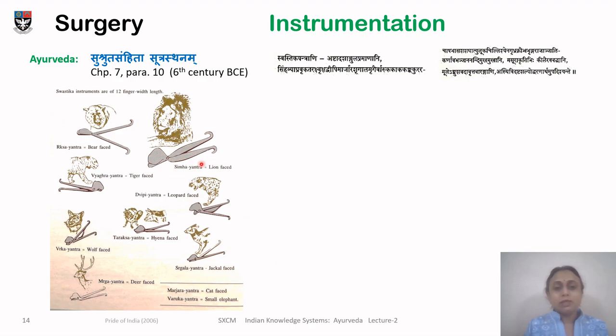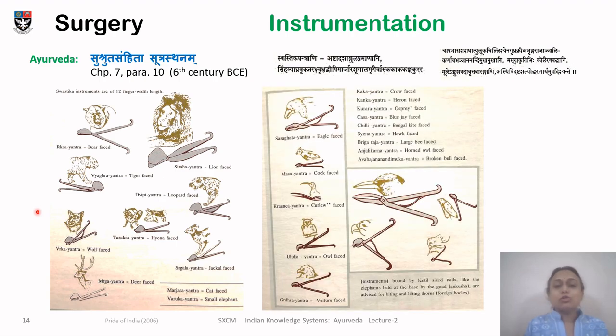For example, you have the Simha Yantra, which is faced like the lion, the Vyagra Yantra like the tiger, the Dwipi Yantra leopard, the Mriga Yantra like the deer. And it's not just these animals, but there are also forceps shaped like the beaks of various birds that are seen. You can see like the uluka, or the pointed one like the owl, the grida like the beak of the vulture. You have the cock-faced or the Masa Yantra, the Sasaghata Yantra or the eagle-faced, and so many more.